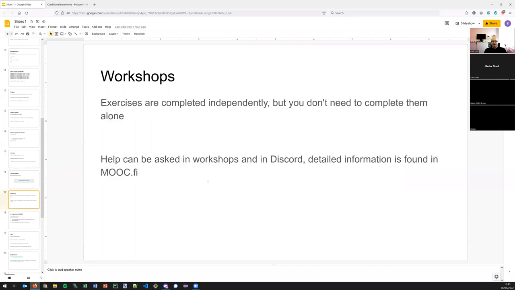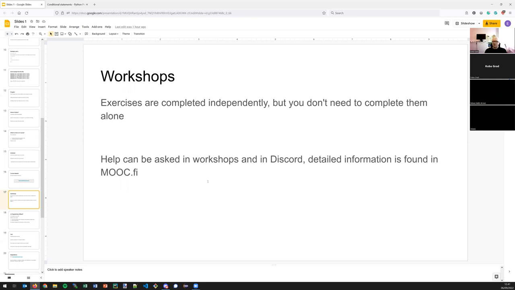Then, as I said before, although you complete the exercises independently, meaning that you don't copy anyone else's answers, you don't need to complete them alone. You can work with other people if you know any people. Other people from this course, it's perfectly fine to work with someone. And I think even more important is that if you have any problems, you can ask for assistance in workshops and in Discord. And the detailed information is found in MOOC.fi.